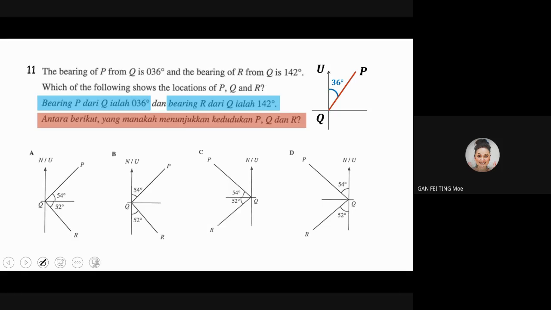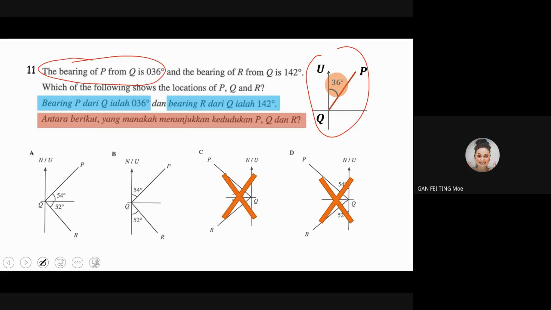So 36 degrees, which is P. So this diagram refers to the first part, the bearing of P from Q is 36 degrees. Right. So when you see this, straight away you can throw away answer D, because P is located on the west, which is wrong. P from the information should be on the east, right? So C is also wrong.